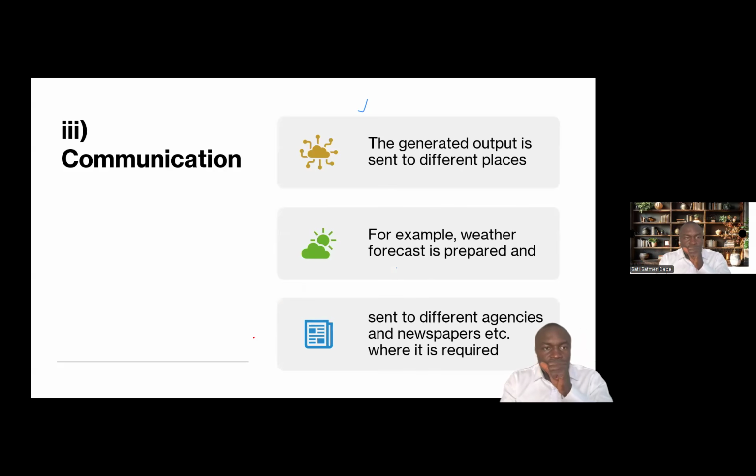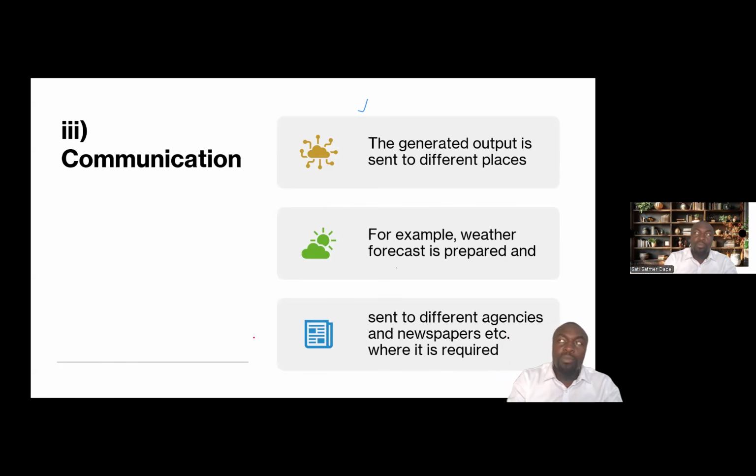Then third is communication. The generated output is sent to different places. For example, a weather forecast is prepared and sent, or maybe you print out your information, or you send it via email, or you project it using the projector, or it displays on the video or monitor or whatever visual unit you have. So communication, all right?